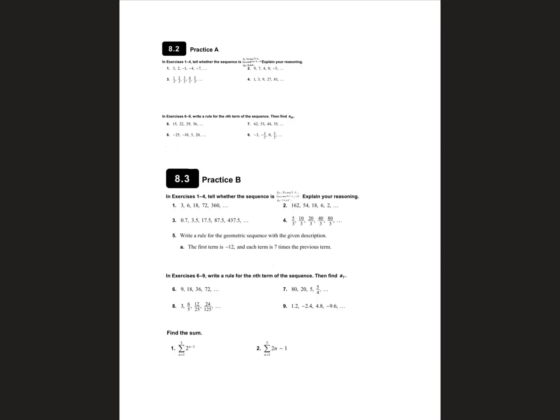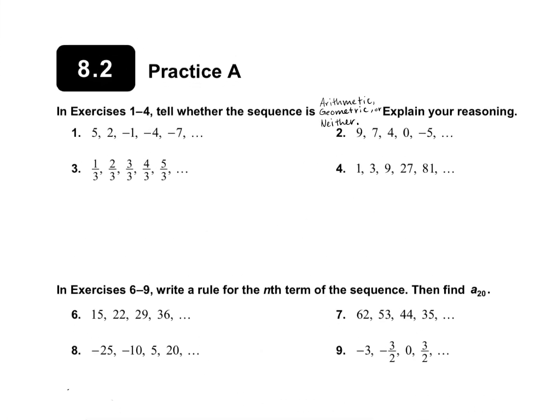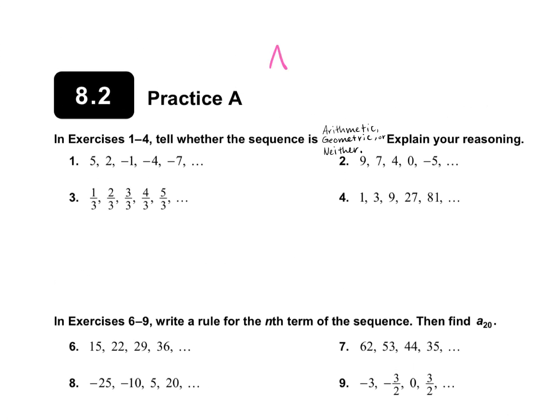Okay, on the next page, let's start with 8.2. 8.2 is our arithmetic section. What does it mean to be arithmetic?